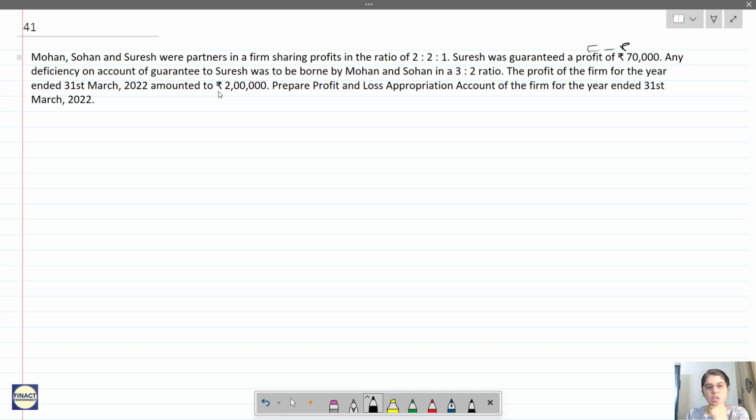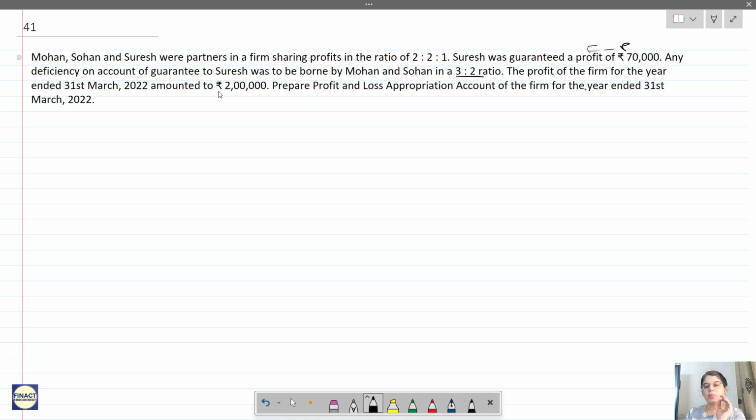Any deficiency on account of the guarantee to Suresh was to be borne by Mohan and Sohan in the ratio of 3:2. So remember, they have an agreed ratio to bear this deficiency. So it won't be in their profit sharing ratio. The profit of the firm for the year ended 31st March 2022 amounted to 2 lakhs. Prepare profit and loss appropriation account of the firm.